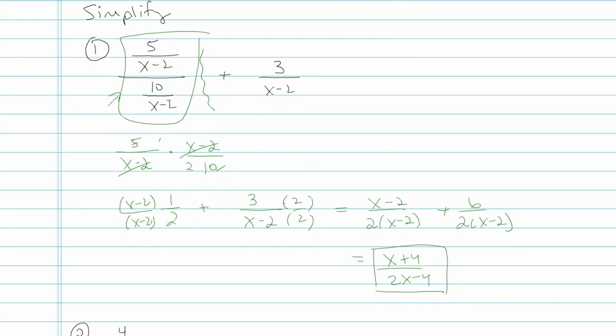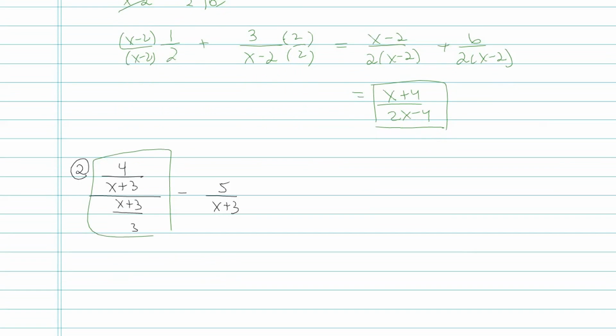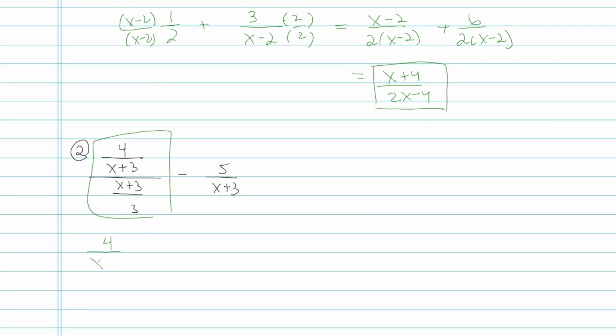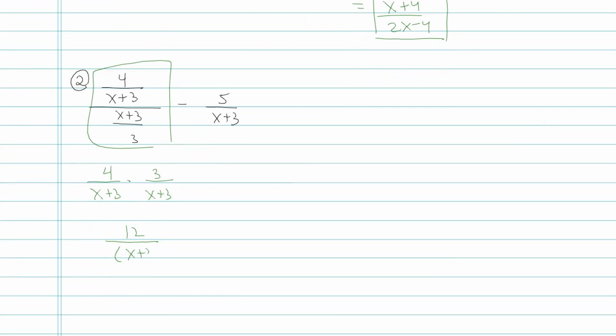Okay, let's try another one. Again, the first fraction is the complex fraction. I'm going to simplify this part first by leaving the top the same and then multiplying by the bottom flipped upside down. And then whatever that result is after I simplify it, I'll find the common denominator.